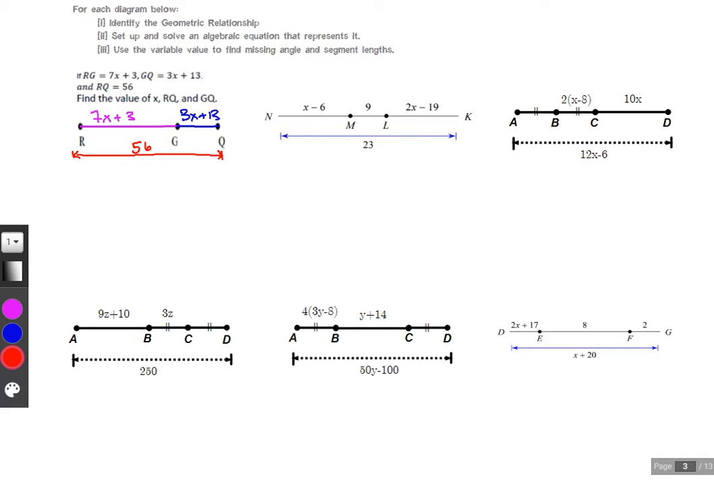It's not bisected because you don't see the congruency marks, there's no angles, and so all we can really do is add the small parts to make the whole part, and that's what you're going to see in the equation.